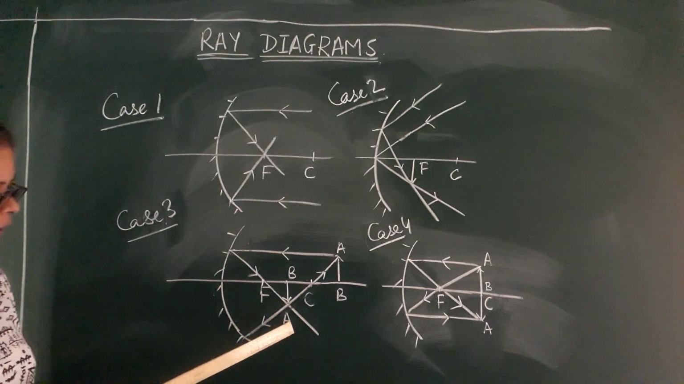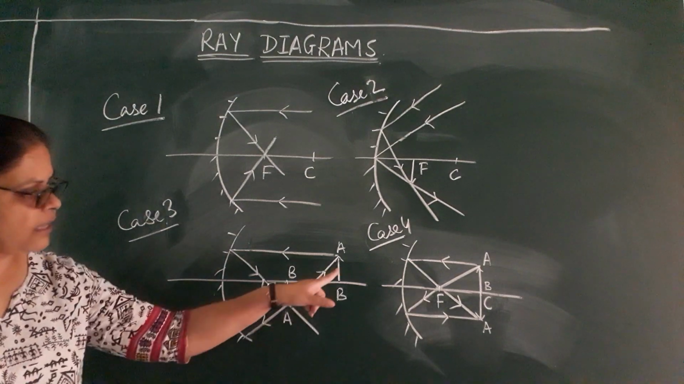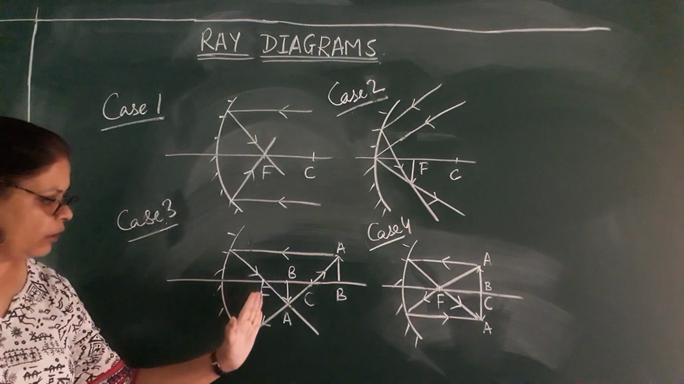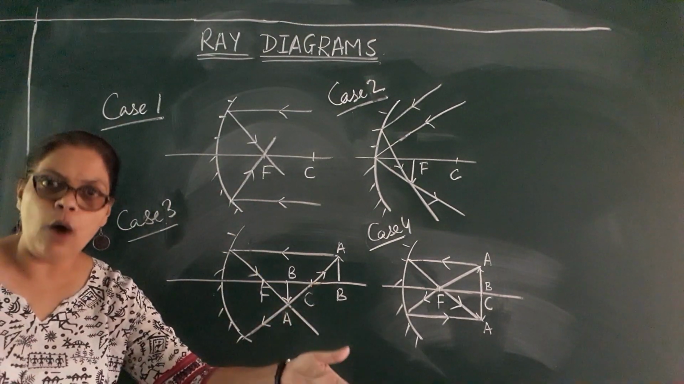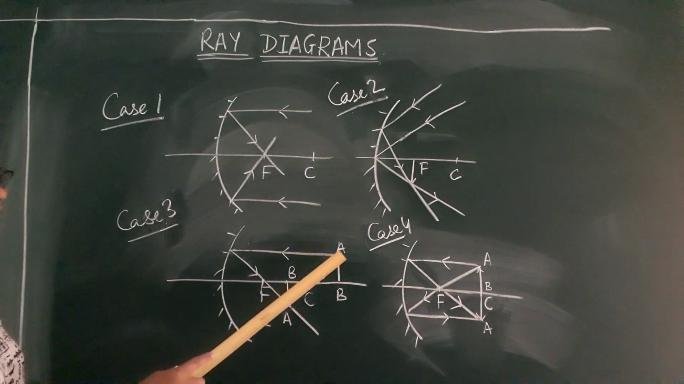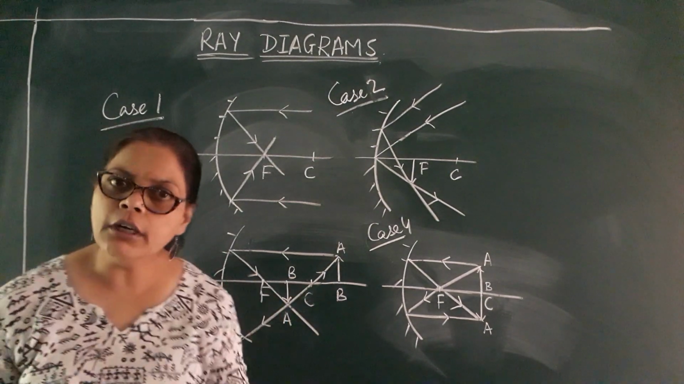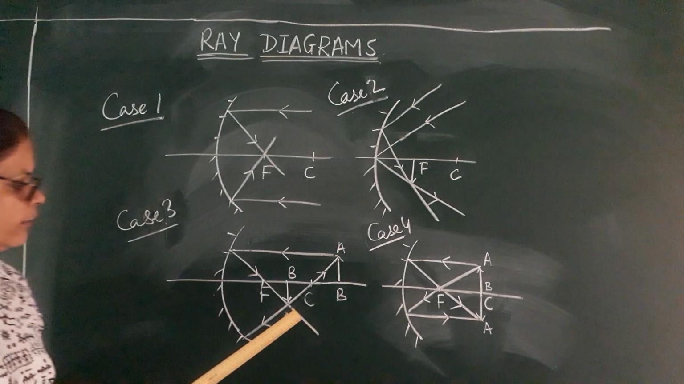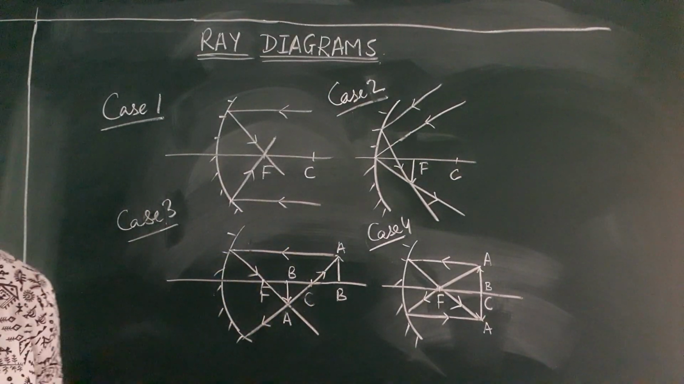So what are the characteristics of the image, children? It is real, inverted, and diminished because it is smaller in size than the object. Inverted means upside down. If I have taken the object as AB, the image will be BA because it is an inverted image, children. And it is formed between F and C. So this is case 3.